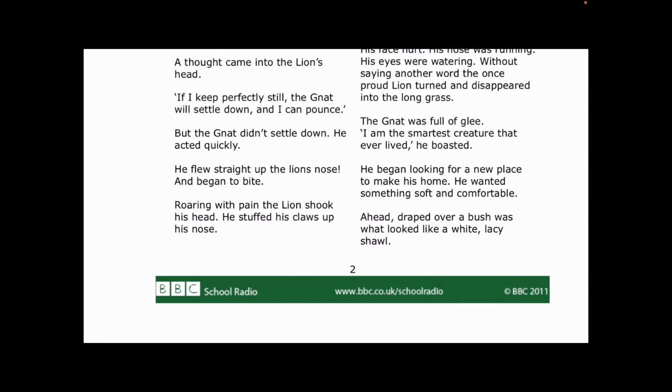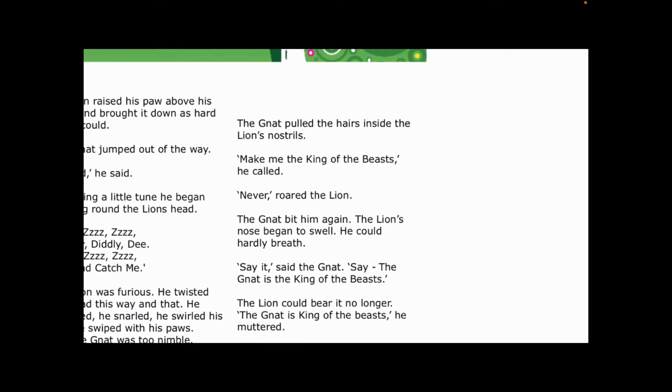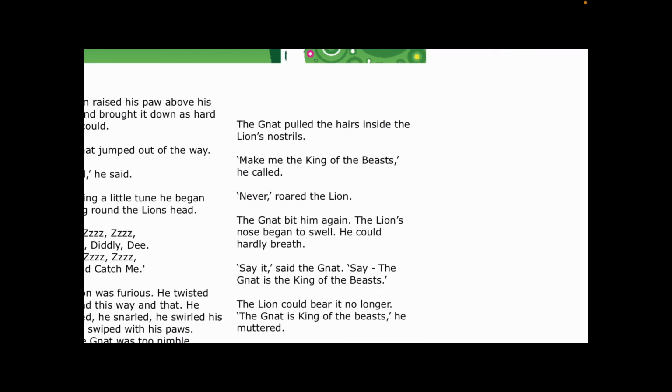He acted quickly. He flew straight up the lion's nose and began to bite. Roaring with pain, the lion shook his head. He stuffed his claws up his nose. The gnat pulled the hairs inside the lion's nostrils. "Make me the king of the beasts," he called. "Never!" roared the lion. The gnat bit him again. The lion's nose began to swell. He could hardly breathe. "Say it," said the gnat. "Say the gnat is the king of the beasts." The lion could bear it no longer. "The gnat is the king of the beasts," he muttered.